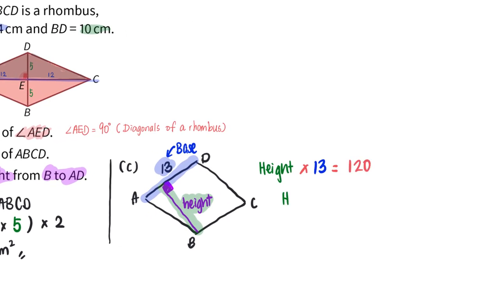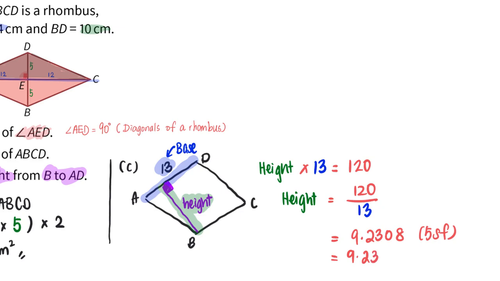So I could find this height pretty easily. I simply divide by 13 on both sides to give me a value of 9.2308 to 5 significant figures, followed by 9.23 cm to 3 significant figures.